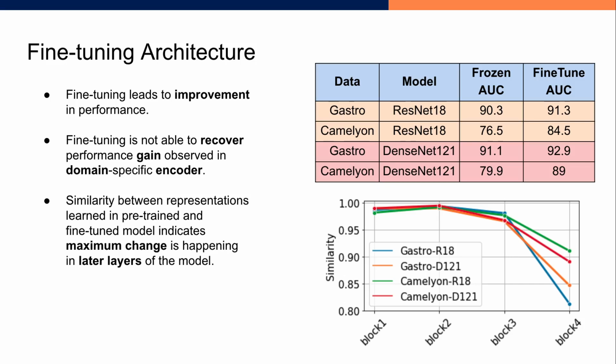Further, using a similarity metric, we study the block-wise representation of the encoder to understand the fine-tuning step. Both ResNet 18 and DenseNet 121 consist of 4 blocks. We extract representations at each of these blocks and compute similarity between the frozen encoder representation and the fine-tuned encoder representation. We observe that relatively maximum change in the representation is happening in the later blocks, aligning with the understanding that initial layers of deep architectures learn more general representations, and as we move towards the penultimate layer, more task-specific patterns are learned.